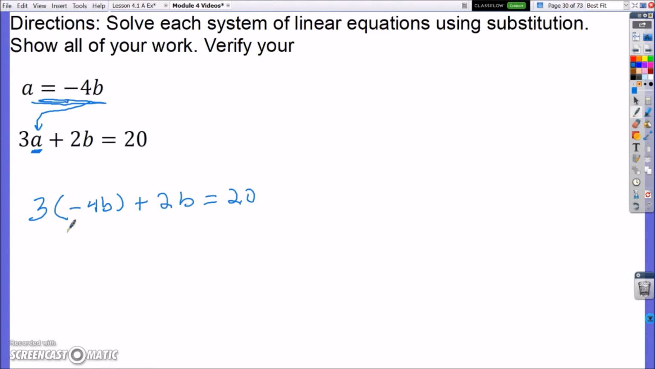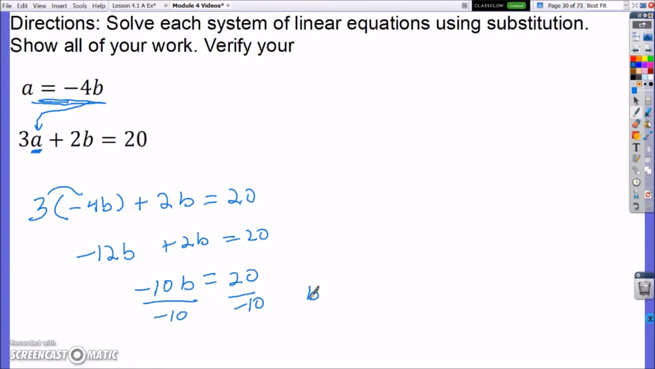Now when I solve for this, I'm going to distribute to get negative 12b plus 2b is equal to 20. I'm going to combine my like terms to get negative 10b is equal to positive 20. When I divide both sides by negative 10, I get b is equal to negative 2. Therefore, with my two variables, I already know what one of them is. So now I'm going to look at my original two equations and say, when I plug in negative 2 instead of b, which one will be easier to solve for a?